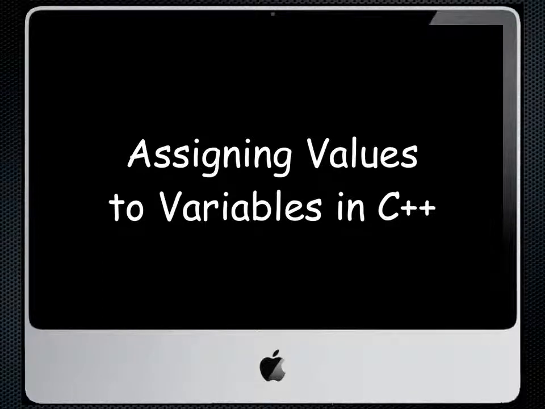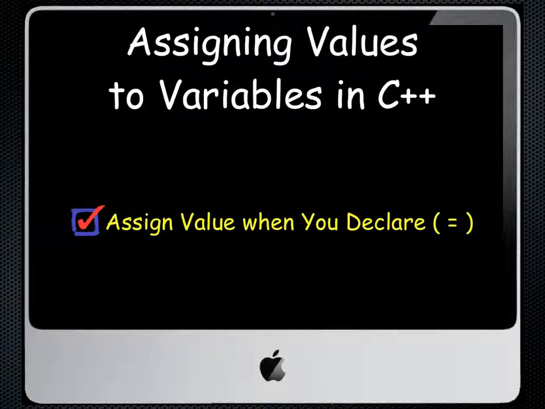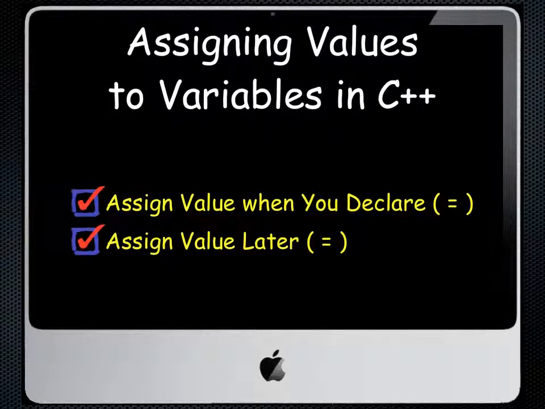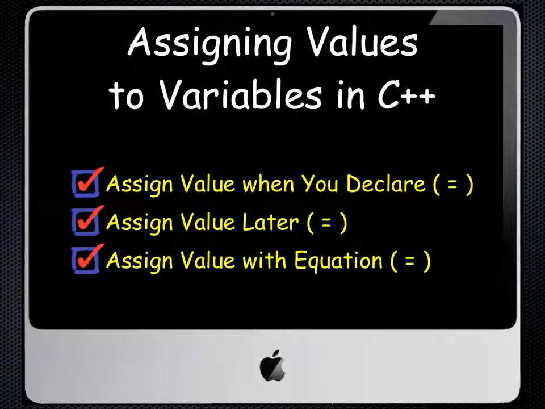Let's review assigning values to variables in C++. First, we can assign a value to a variable when we declare the variable using an equal sign. Second, we can assign a value to a variable later in a program after declaring the variable using an equal sign. We can also assign a value using an equation and the equal sign.